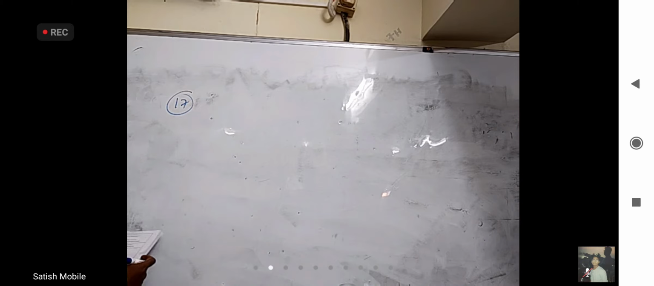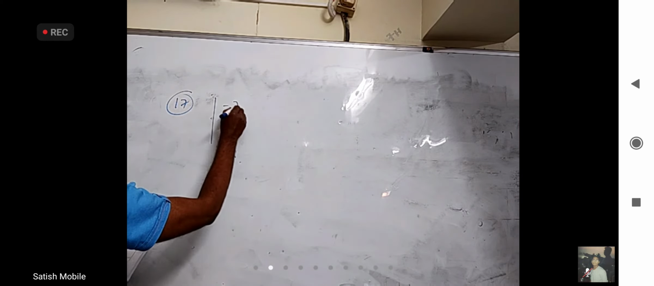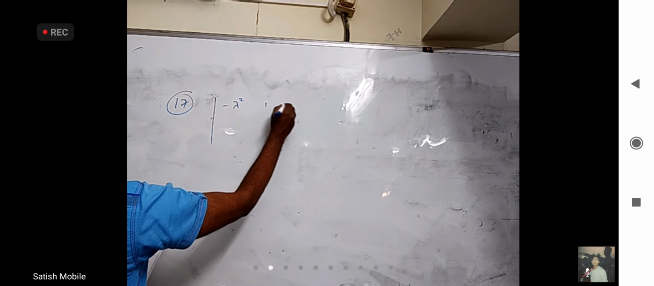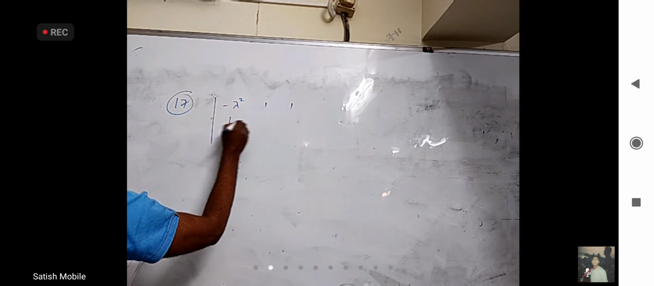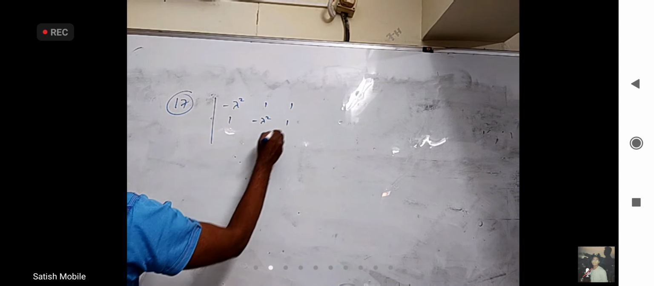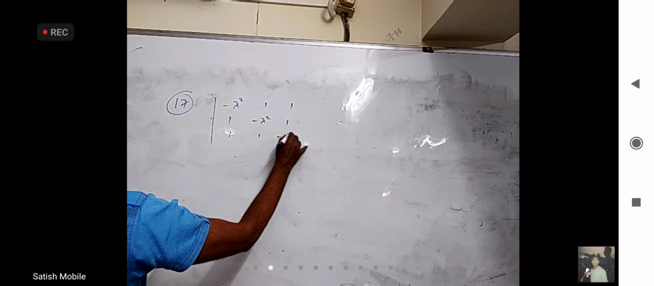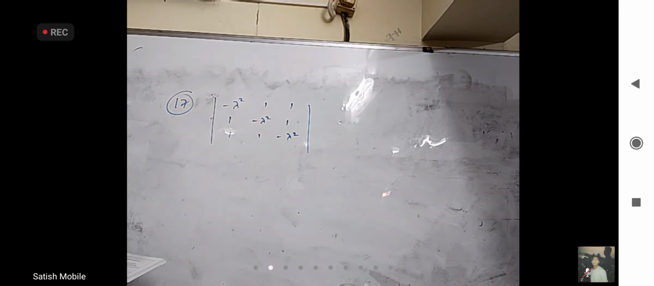Okay, 17th, let me take the determinant. Minus lambda square, 1, 1. 1, minus lambda square, 1. 1, 1, minus lambda square. They want it to be coplanar, which means it should be 0.